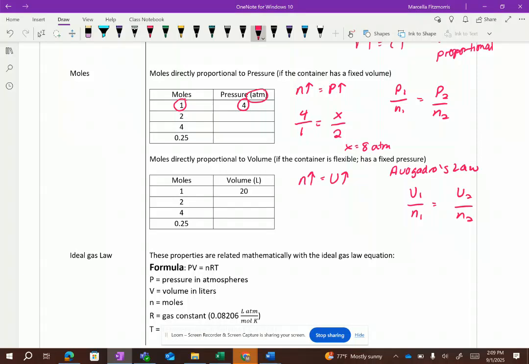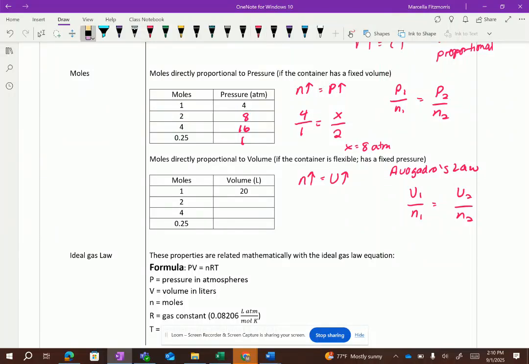And that's the way I would really do it on the test, but if I forgot, I can fall back to the equation. And the same here. I can either set up the equation using this by saying volume 1 over moles 1 equals volume 2 over moles 2, and solve, get x equals 40 liters.